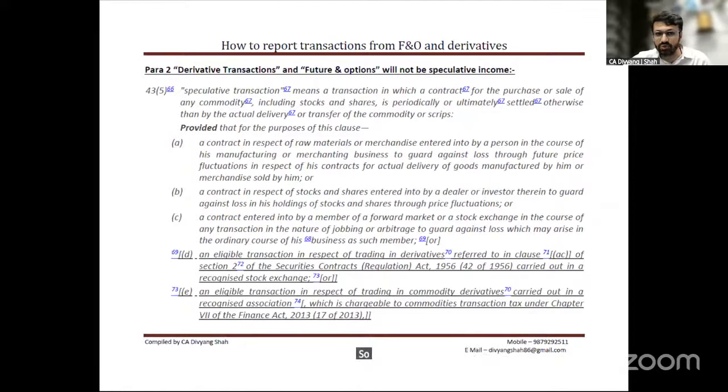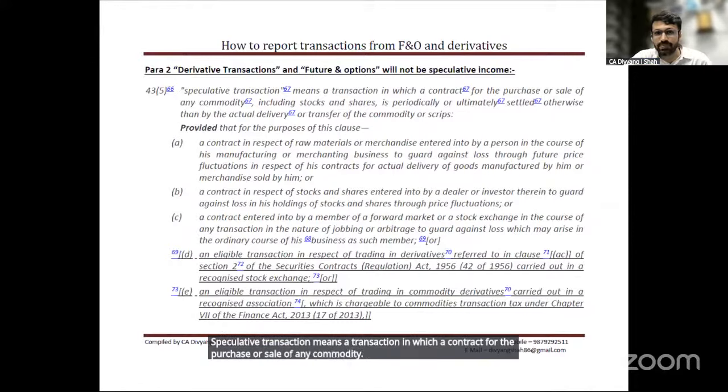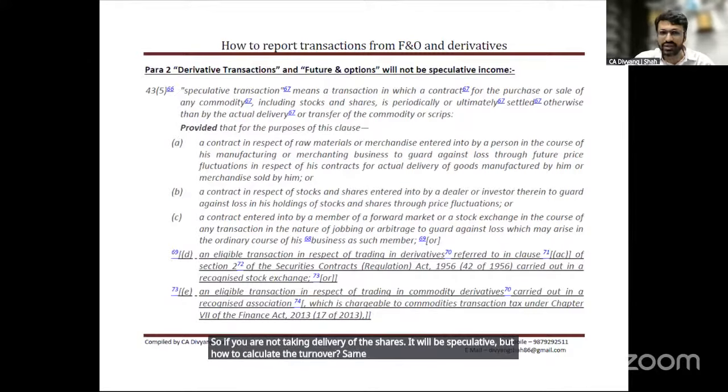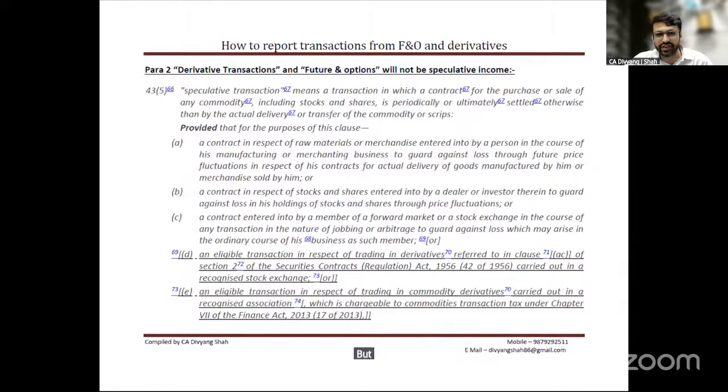So this is the definition. Over here, section 43, sub-section 5, says speculative transaction means a transaction in which a contract for the purchase or sale of any commodity, including stocks and shares, is periodically or ultimately settled otherwise than by actual delivery or transfer of the commodity or scrips. So if you are not taking delivery of shares, it will be speculative. But how to calculate the turnover? Same logic. But a proviso is given in section 43(5).